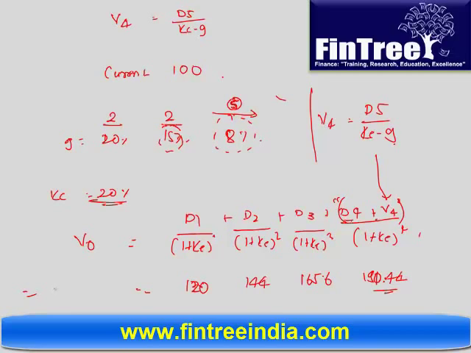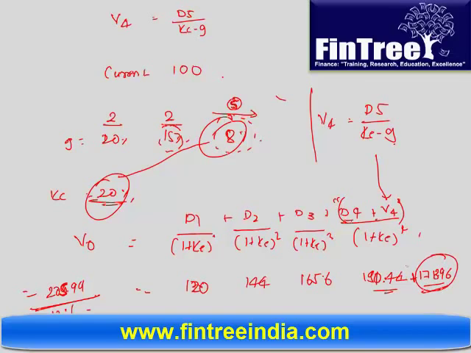How much? 209.99, and this divided by KE minus G. My KE was 20, constant G was 8, therefore this would be 12%. So this number divided by 12%. How much? 1796. So this is called as a terminal value of the stock.